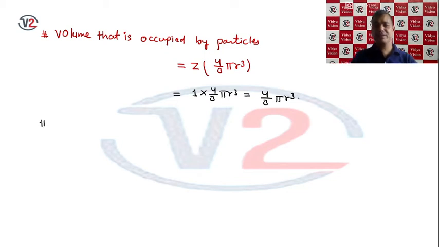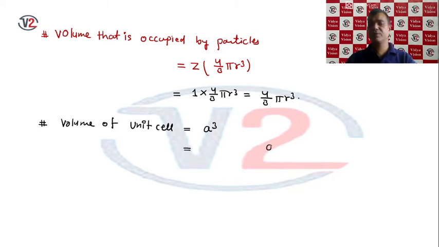Now second, what is the volume of the unit cell? Here the unit cell is the cubic unit cell. So the volume of the unit cell will be equal to a cube, and the relation between a and r is a equal to 2r. So we can put the value of a, it is equal to (2r) cube. So the value will be 8r cube. So this is the volume of the unit cell.